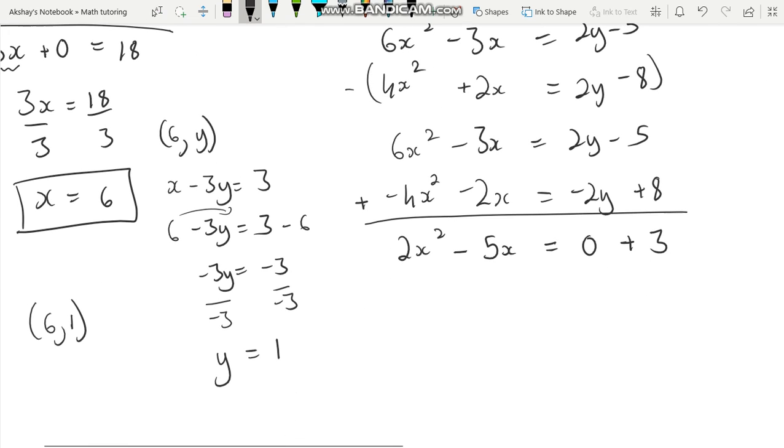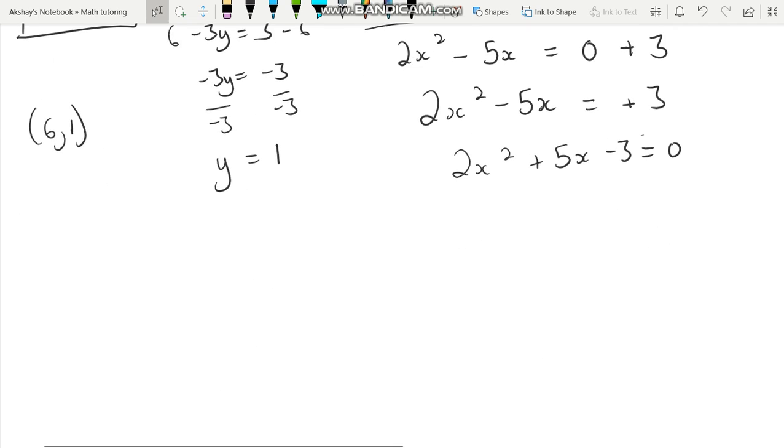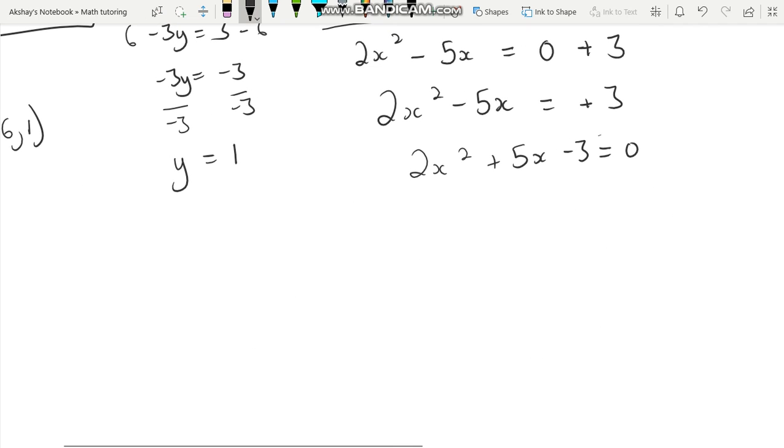Alright, now let me write this down again. 2x squared minus 5x is equal to positive 3. I can take my positive 3 to the other side, so I have 2x squared minus 5x minus 3 is equal to 0. Now I can factor this to get my two possible x values. So factoring, nice and easy.